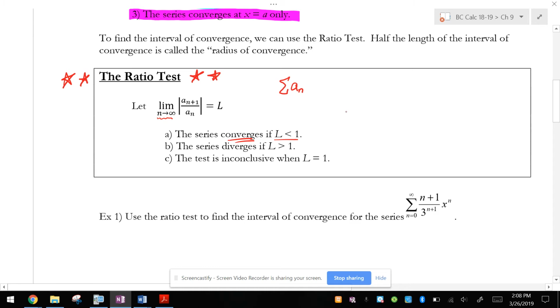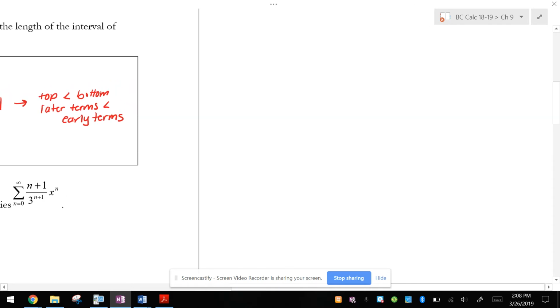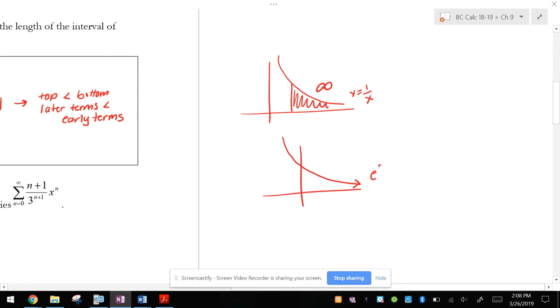Now, why does that make sense? Well, if that ratio is less than 1, that means the top is smaller than the bottom, which means later terms are smaller than earlier terms. Now, why does that matter? It matters because of something we talked about a long, long time ago. Remember how we had y equals 1 over x, and then I showed you could integrate that, and the area ends up being infinity, as opposed to e to the -x, and if you integrate that, it doesn't go to infinity.